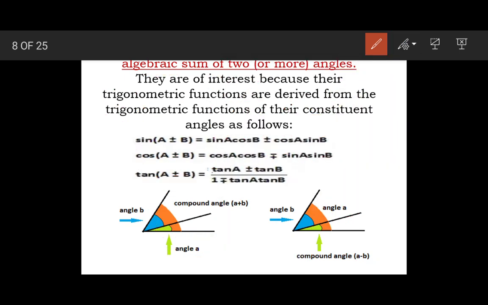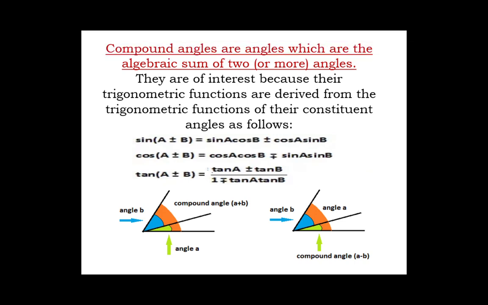Now this second one is known as an addition of two angles. 30 is an angle, 60 is an angle. So this is known as an addition of two angles. So now we are talking about compound angles. Compound angles are angles which are the algebraic sum of two or more angles. So in compound angles we are talking about the sum of two or more angles. Here we are adding or subtracting two or more angles.